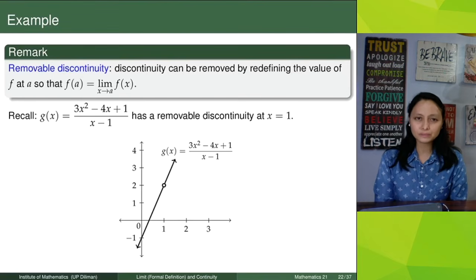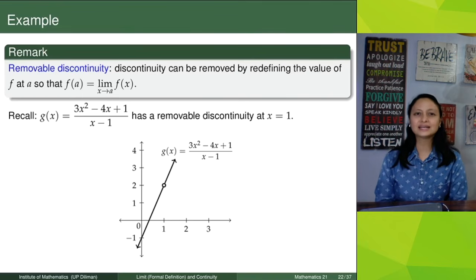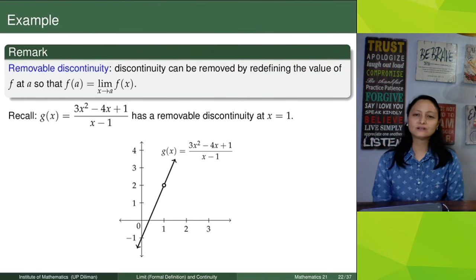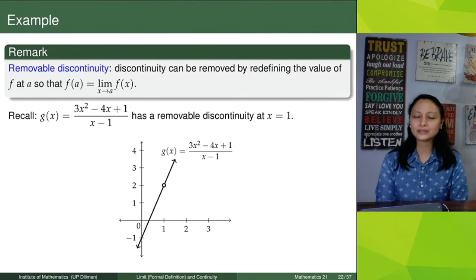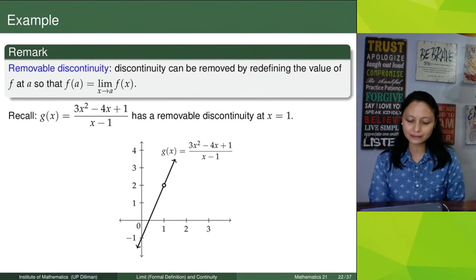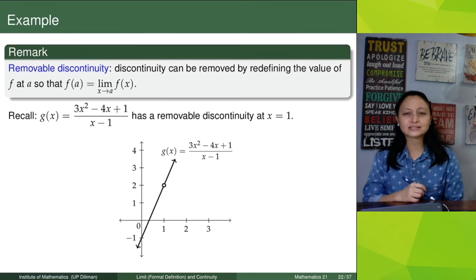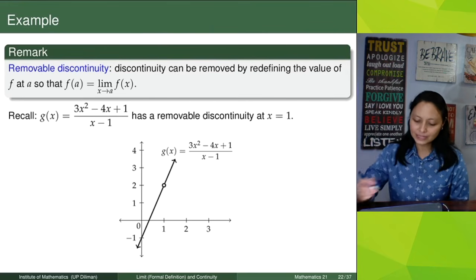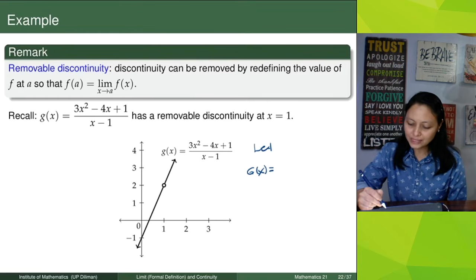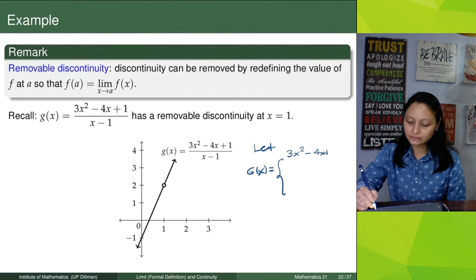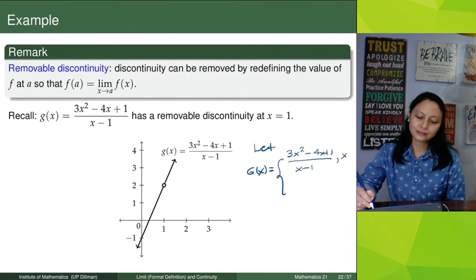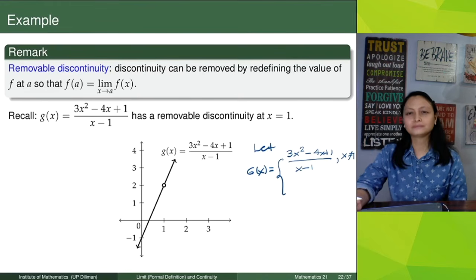Again, it's called removable because the discontinuity can be removed by redefining the value of f at a, so that f of a equals the limit of f of x as x approaches a. Okay, so katulad nito, you have a removable discontinuity at x equals 1. So how will we redefine? We define another function, say capital G of x, such that capital G of x is equal to small g of x, yung 3x squared minus 4x plus 1 all over x minus 1 if x is not equal to 1.